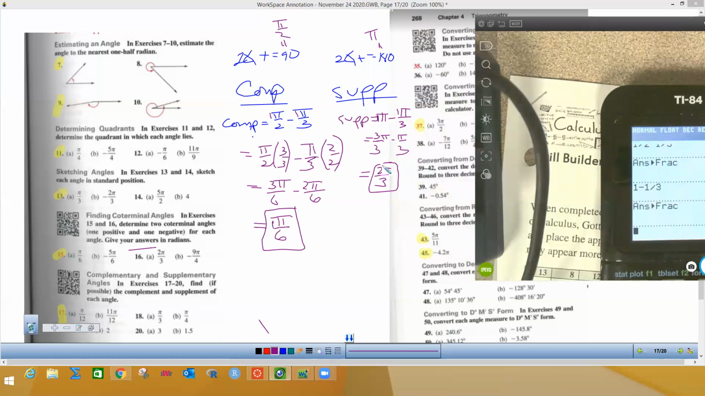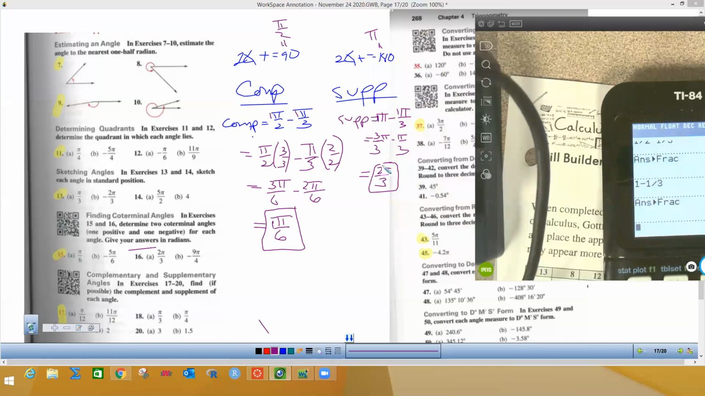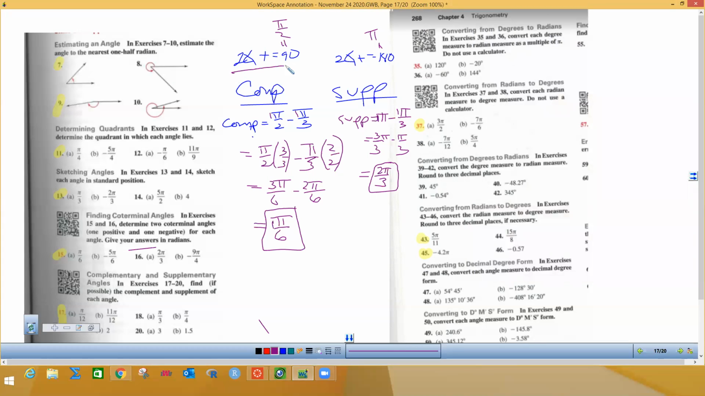What's the difference between supplement and complement? Okay, complementary is two angles that add up to 90, which in radians is pi over 2. And supplementary angles are two angles that add up to 180, which is pi. So the difference is complementaries add up to 90, supplementaries add up to 180. But when you're talking radians, that's pi over 2. And when you're talking radians, 180 is pi.